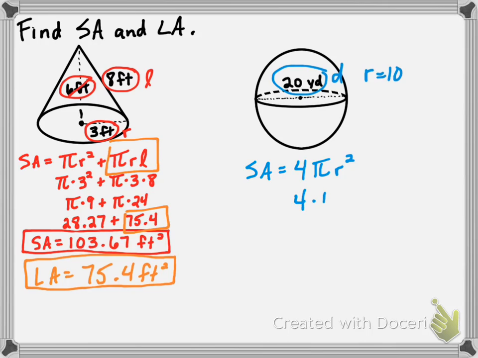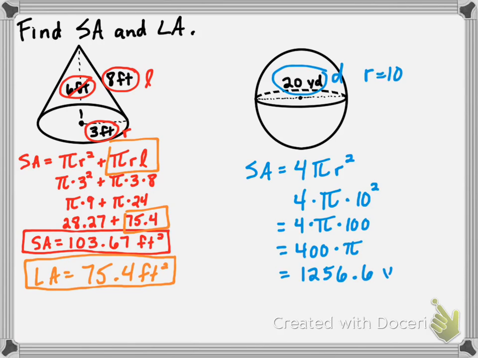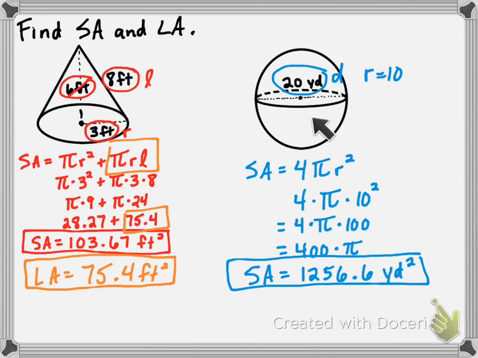So that gives me 4 times pi times 10 squared. So 4 times pi times 100. And I can multiply in any order I want. So 4 times 100 is 400. So 400 times pi is 1,256.6 yards squared. Okay, so that's the surface area of this sphere.